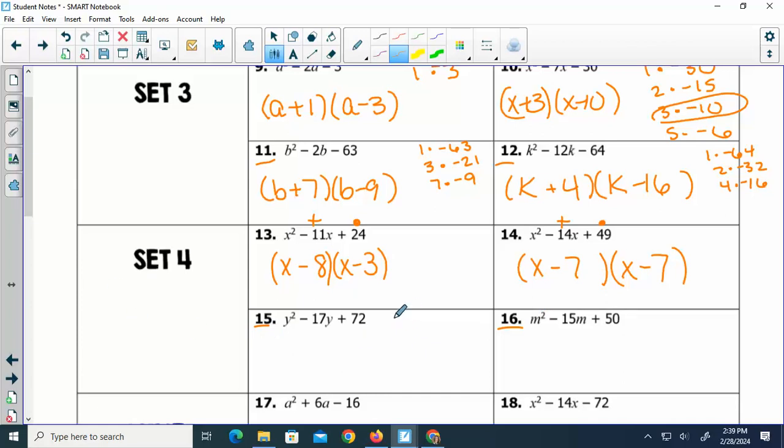And 15, they multiply to a positive, so they have the same sign, but they add to a negative, so both are negative. So like negative 1, negative 72. Negative 2 and negative 36. Negative 3 and negative 24. What is it? Negative 9, negative 8. So you just keep going through your list until you come up with it. This one, what multiplies to a positive 50 and adds to a negative 15?